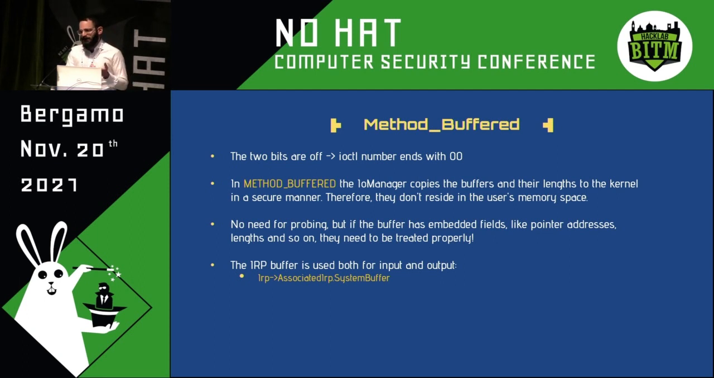But in many cases, the input buffer and the output buffer actually construct a struct. And in this struct, you probably have something like pointers, addresses, and lengths. And if those addresses can be controlled by the user mode, of course, you need to treat them with care. And in this case, the input buffer and output buffer reside in the same place in memory, which is in IRP associated IRP system buffer.